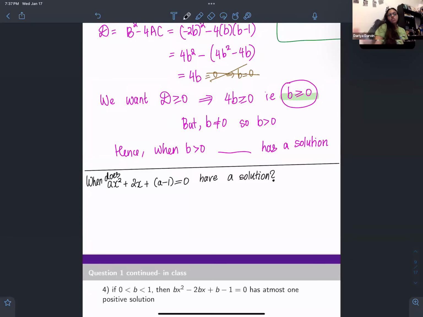First of all, any doubts in what we did before? We identified that has a solution means at least one solution, which means discriminant greater than or equal to 0. We found the condition on B where that happens. That's it. There's a reason I'm asking this. What's different here? Anyone want to say? Give it a go.